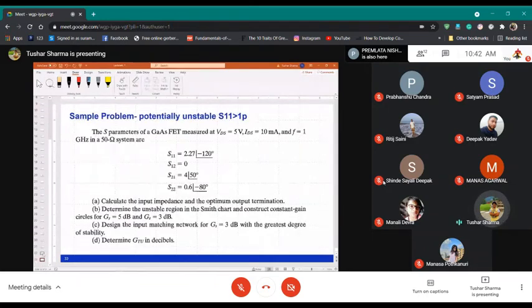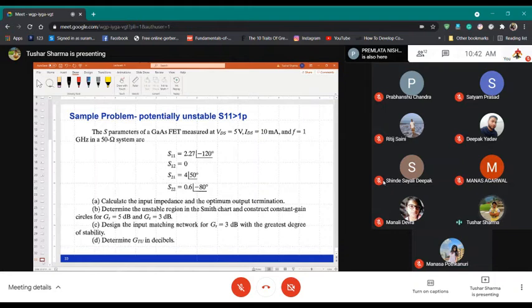I think let's go with an example. It might be interesting. In this example, it's a case of potentially unstable. So let's see this example first. I guess this will make it clearer what happens in such a case. For example, first you directly see S11 is greater than 1. Whenever you see S11 greater than 1, a bulb should light in your head: oh, this is not a normal transistor. This transistor has some issues.